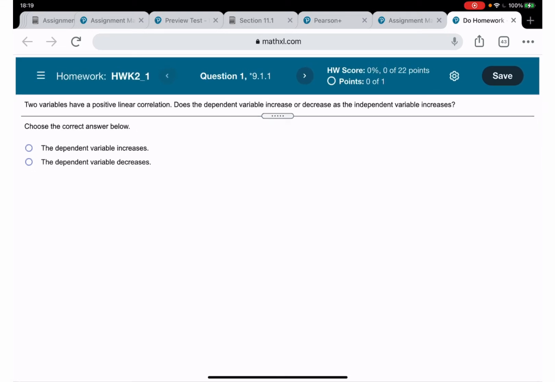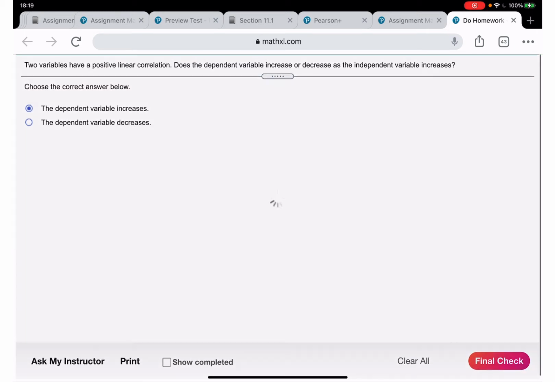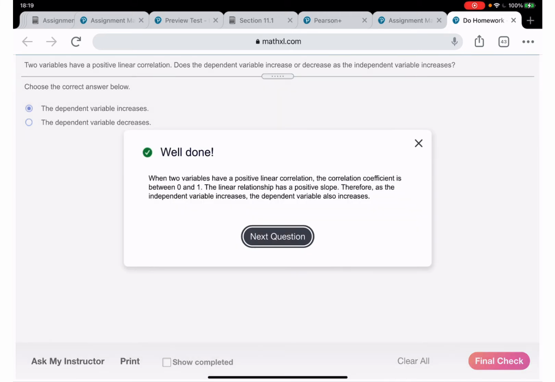Yes. Okay. Well done. Next question. Because remember we said if it is positive one correlation, when x is increasing, y is increasing. Negative one, x is increasing, y is decreasing. Okay.